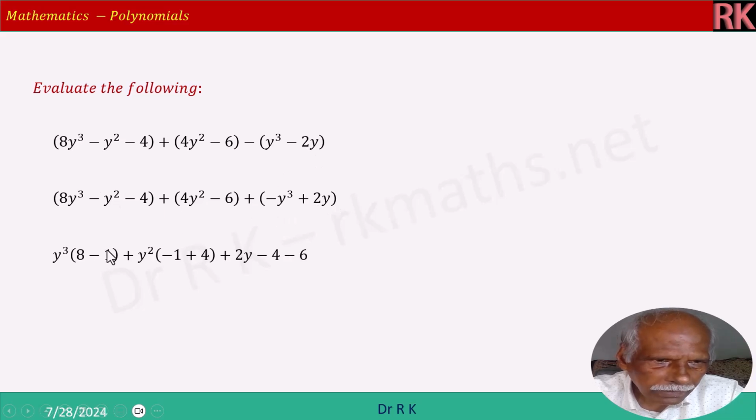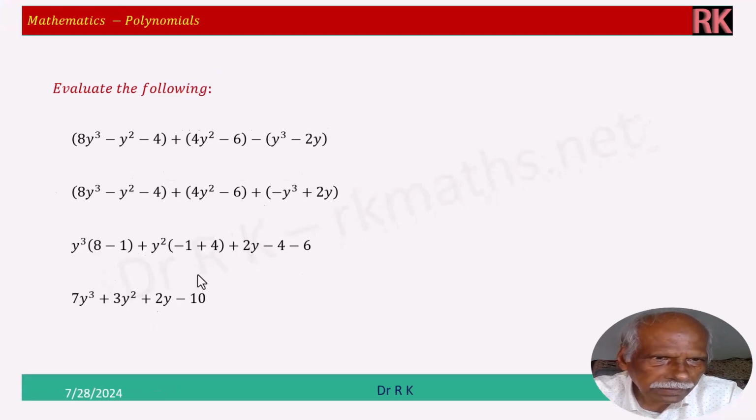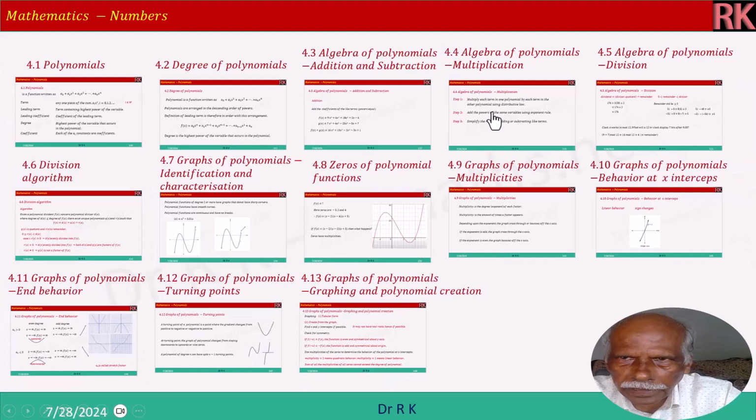Now you add. So y cube into 8 minus 1, plus y squared into minus 1 plus 4, and plus 2y. Where is 2y here? There is no other 2y. Minus 4 minus 6. So now you keep adding it. 7y cube plus 3y squared plus 2y minus 10. That is the answer. Now we will see algebra of polynomials, multiplication and division.